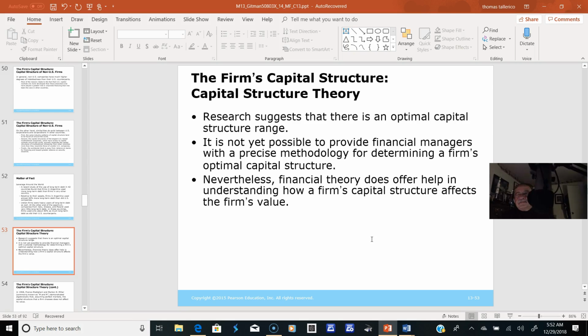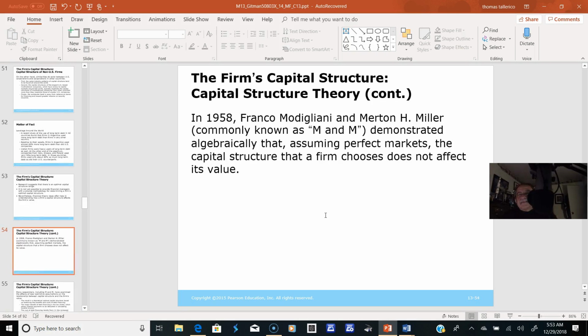All right, so we're going to get a little theory on what's called an optimal capital structure range. You'll notice it says here they don't have a precise methodology for determining a firm's optimal capital structure, but some old financial theory will kind of tell you what ratio you should have between debt and equity, right?